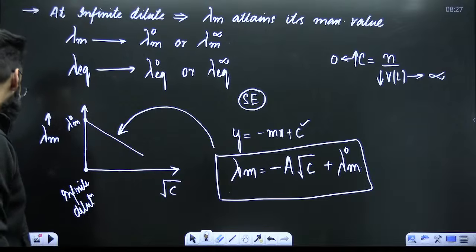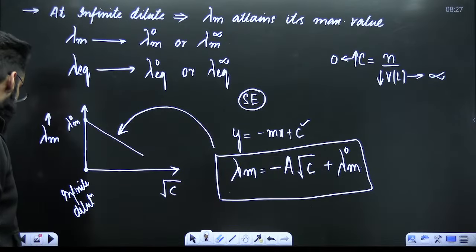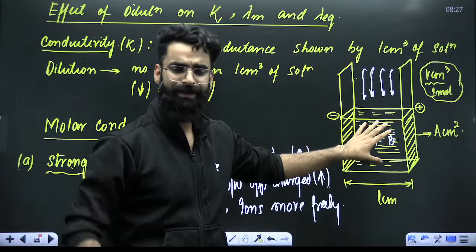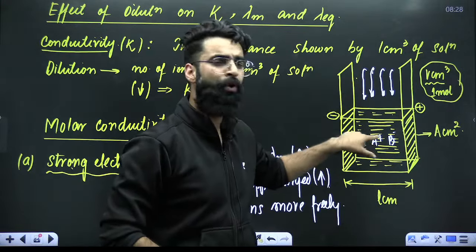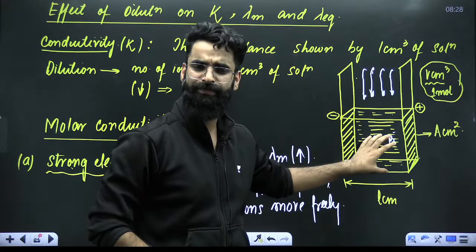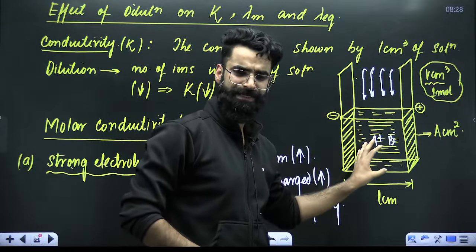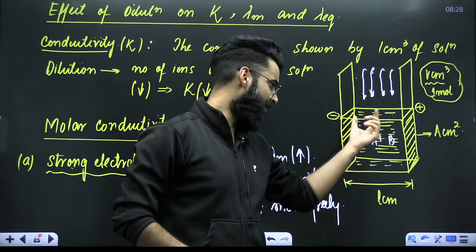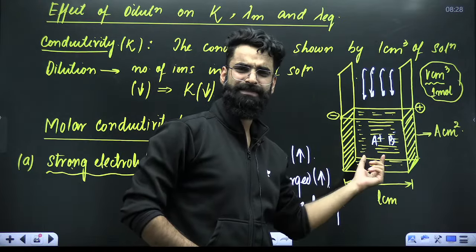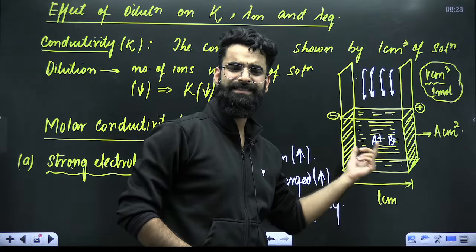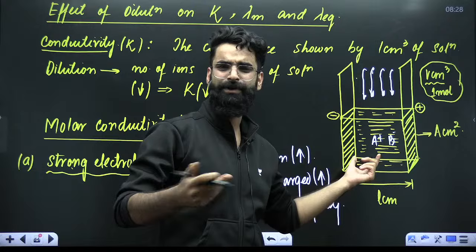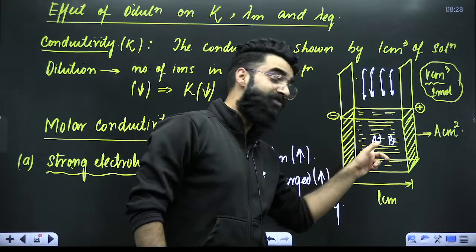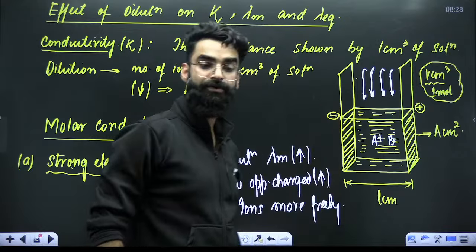Now, my dear students, when you talk about weak electrolytes, imagine that in this container you have got 1 mole of a weak electrolyte in a given volume of solution. Whatever conductance this solution shows is what you call molar conductivity. Now, if there is a weak electrolyte in the container, what will happen on dilution?